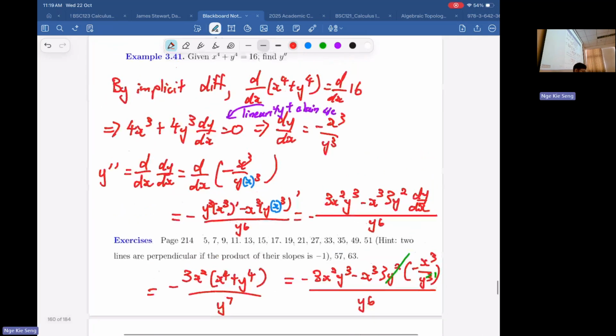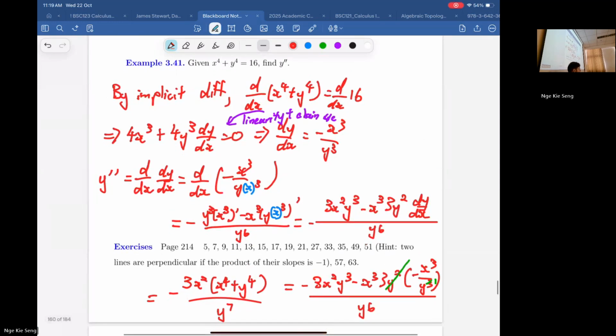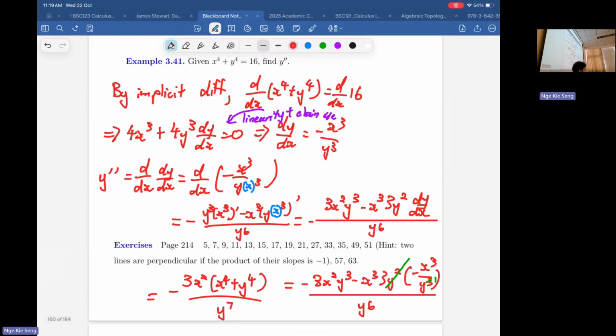Can you see that I can simplify this again? Because x to the 4 plus y to the 4 is 16. So we can substitute again, and reduce it to actually minus 48x squared over y to the 7. Make sense? So you need to be sensitive with these equations so that you can make your solution as simple as possible.